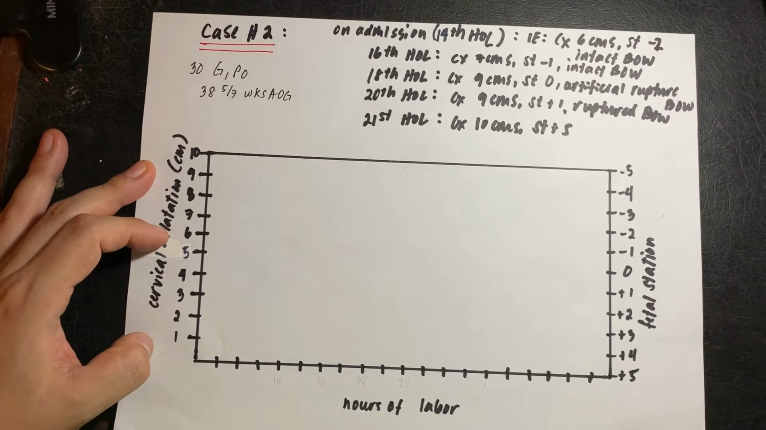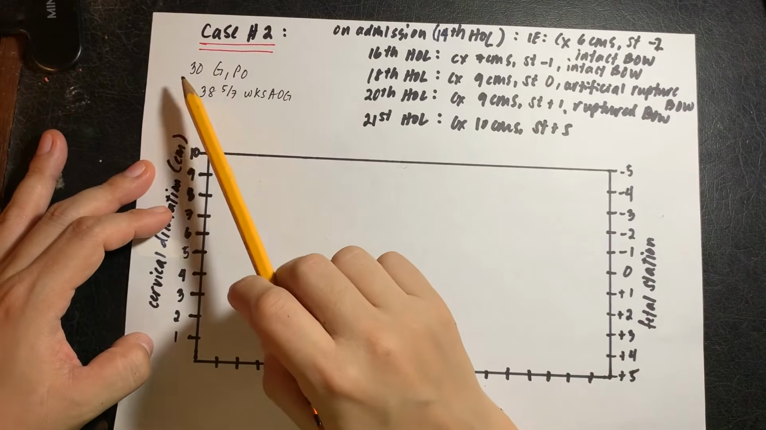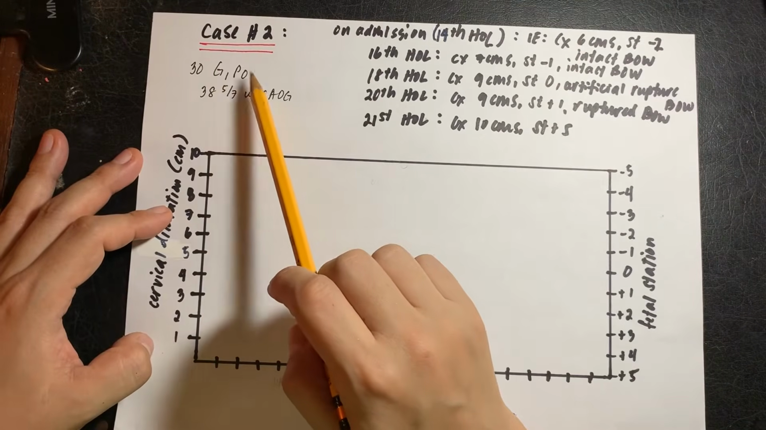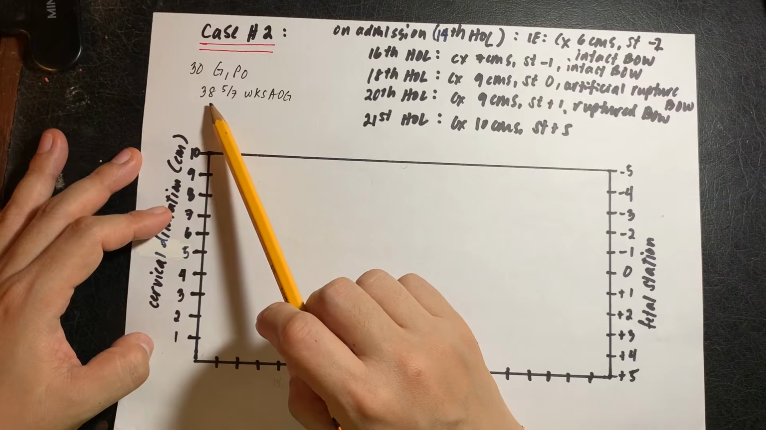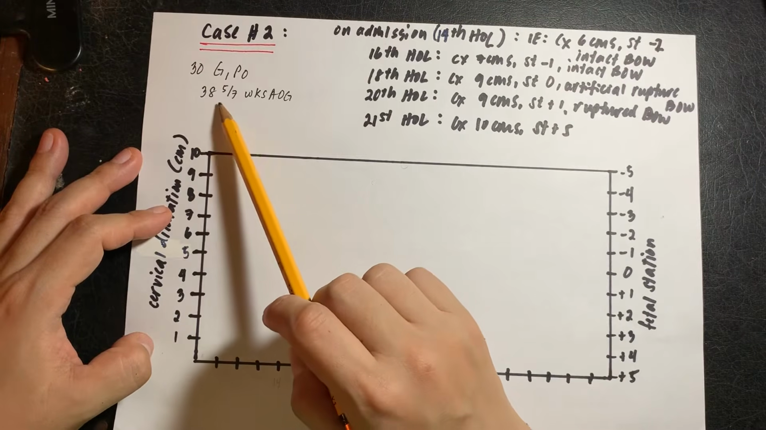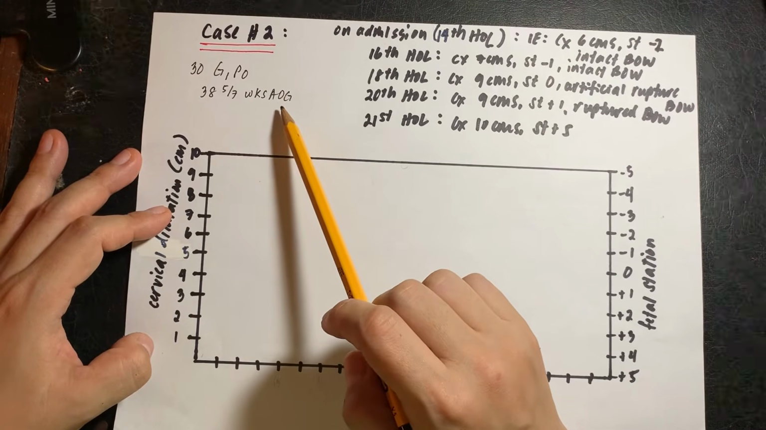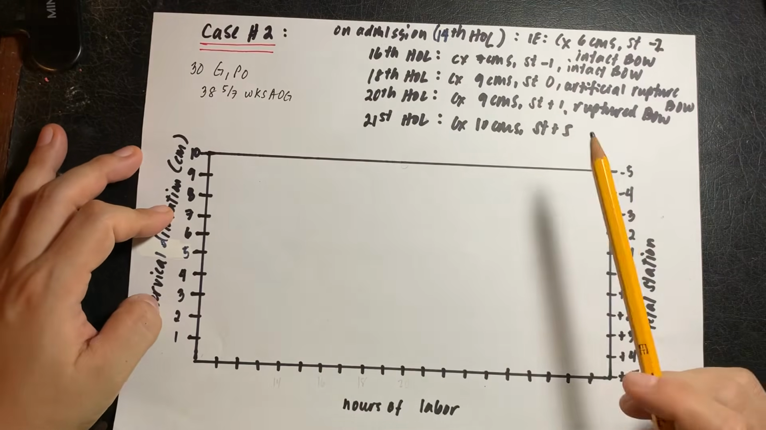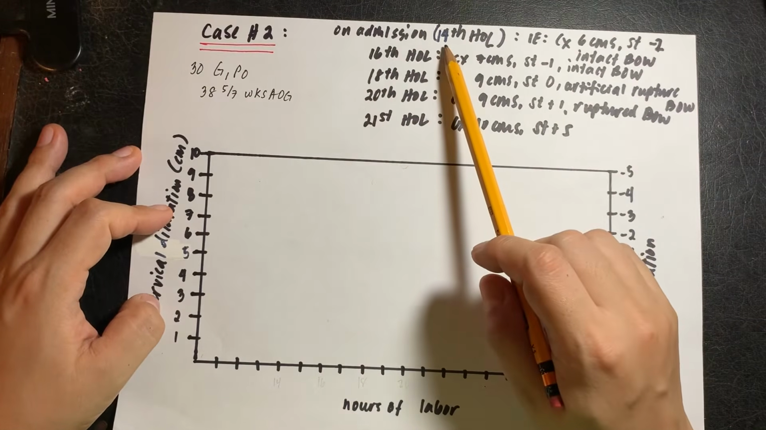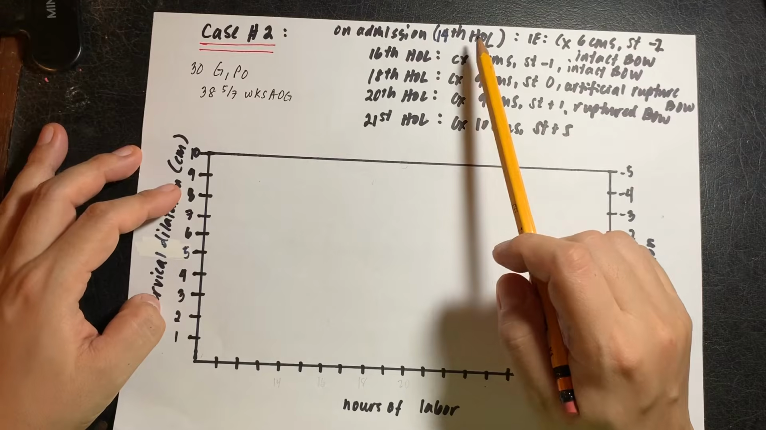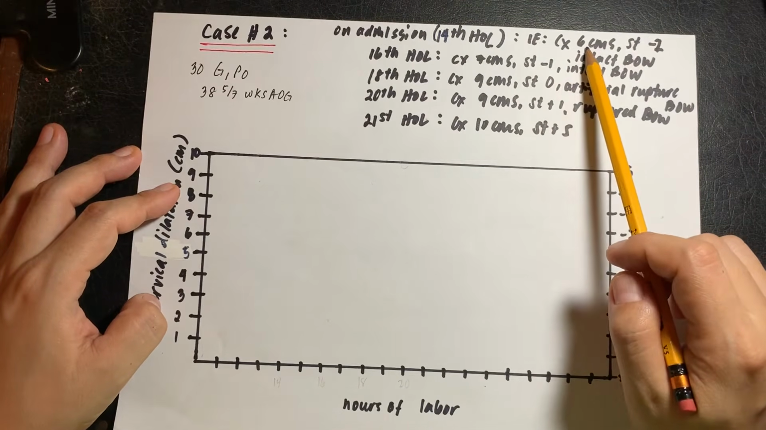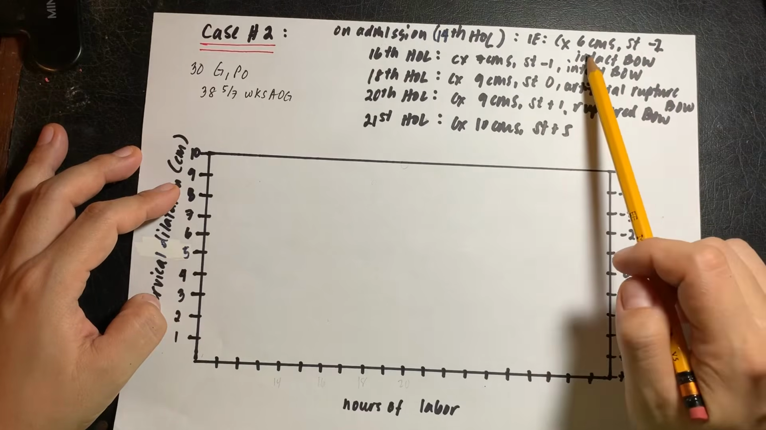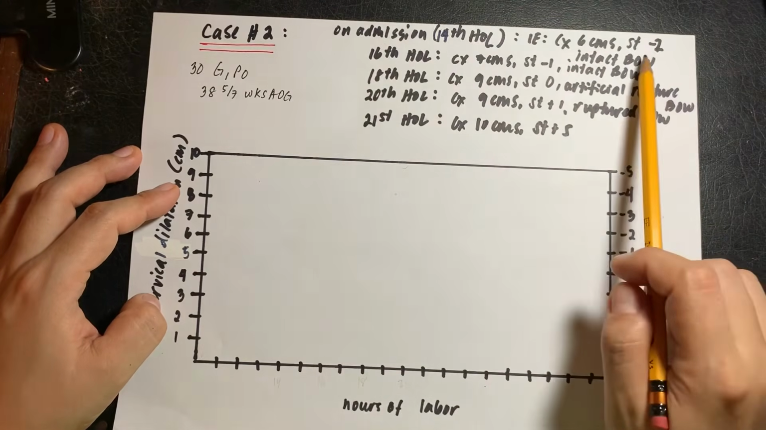Okay, so this is case number 2. Case number 2 is a 30-year-old gravid with an admitting diagnosis of pregnancy uterine, 38 and 5/7 weeks age of gestation, cephalic, in labor. On admission, she came in at the 14th hour of labor with an internal examination which revealed a cervical dilatation of 6 centimeters, station -2, intact bag of water. So, let's plot this first.